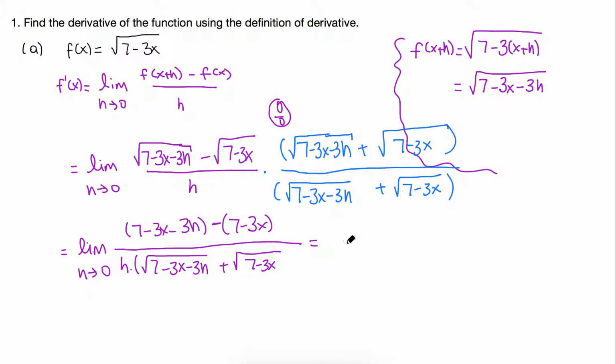Let's go ahead and simplify this limit. Limit as h approaches 0. Let's take a look at the numerator. We have 7, we have minus 7, so these 7's will cancel. Also, we have negative 3x minus 3x, that's positive 3x. These 3x's will cancel, so we'll have negative 3h divided by h times the radical expression we have.